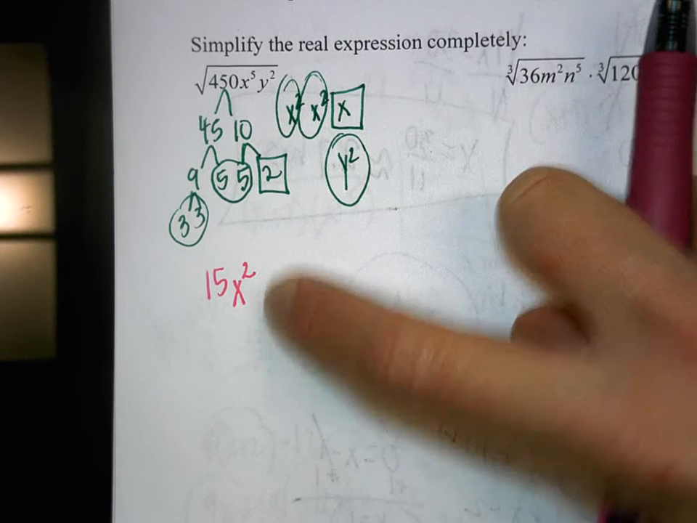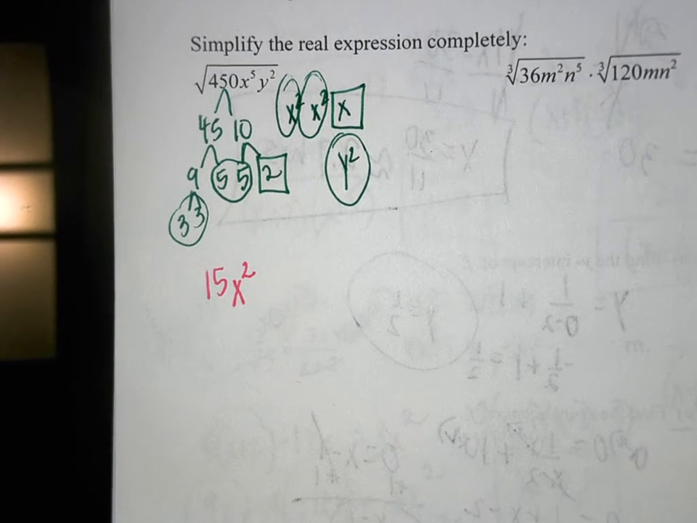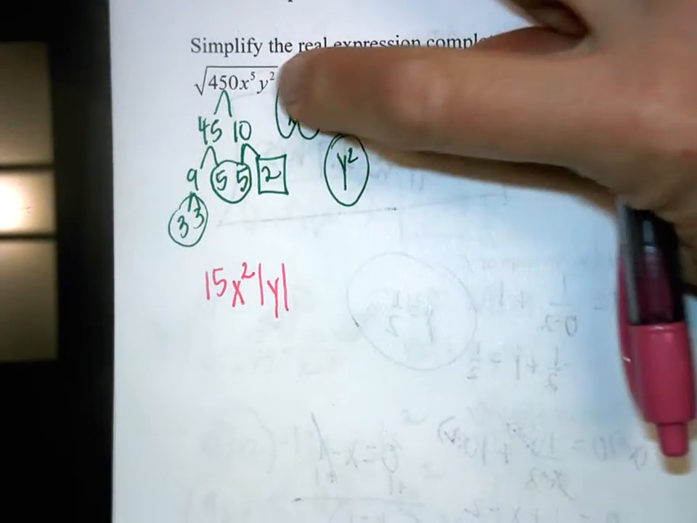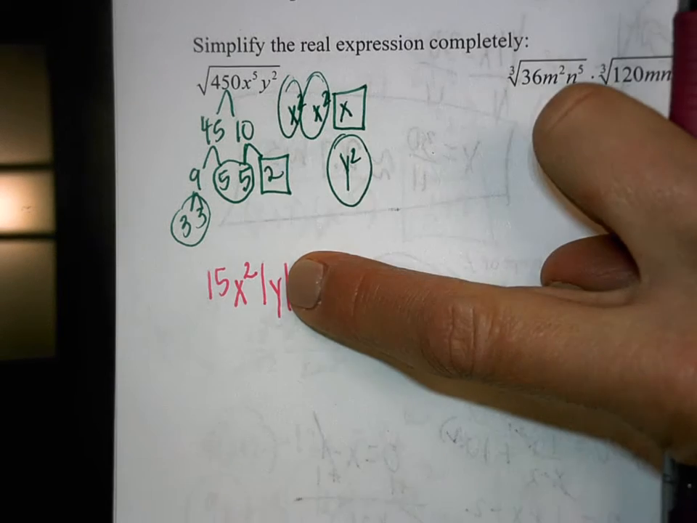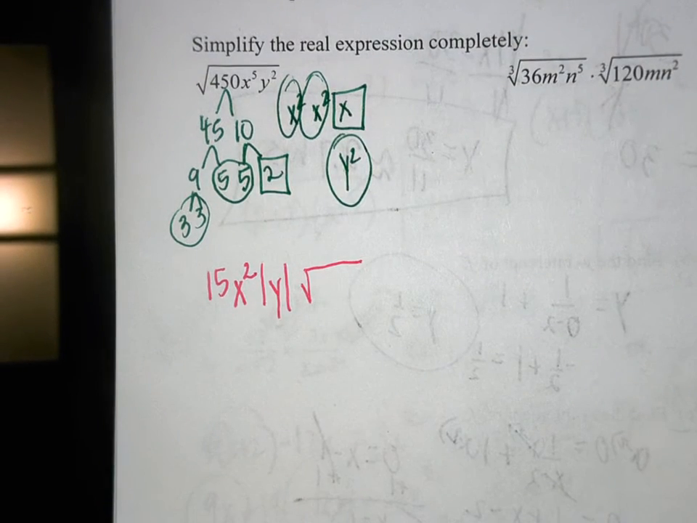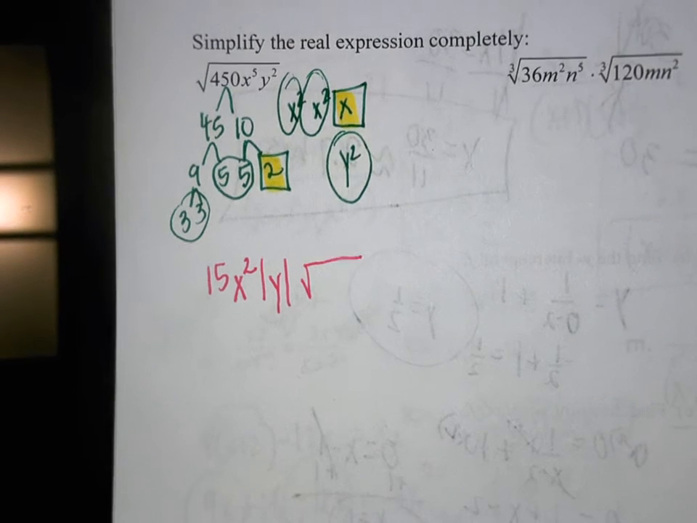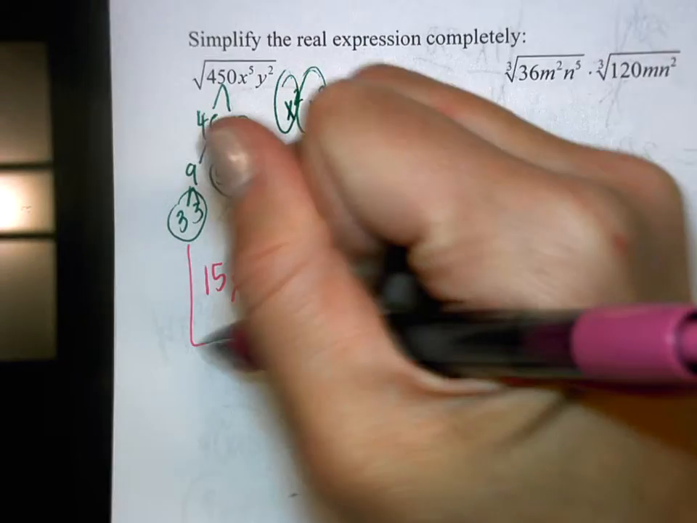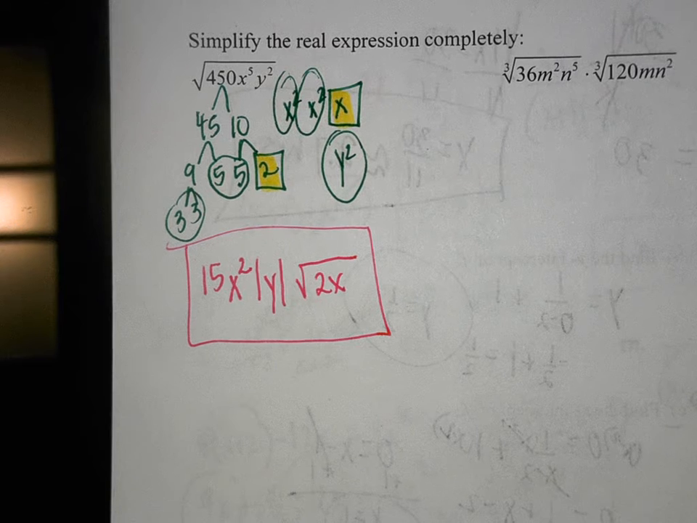Good. And then with the y's, this would just become a y, is that going to need an absolute value? Good, because when it was under the root, it was an even, and when it came out, it's an odd power. Okay, and then what is left over inside? Very good. And if you need to highlight, you can, but those are the only boxes left over, and so that's 2x inside. Any questions there?